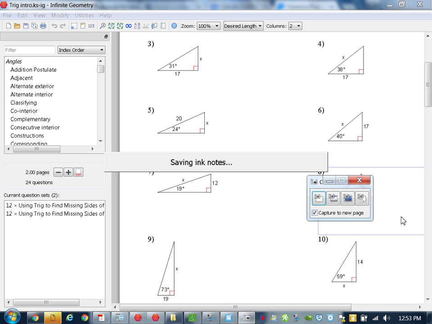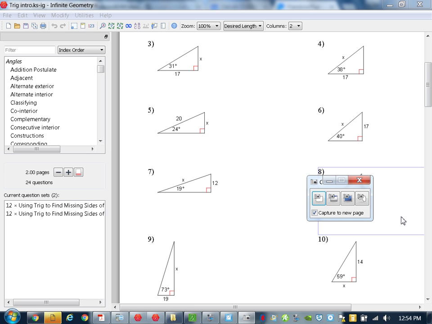Yes. And remember, these never move. Adjacent is always in the numerator. Hypotenuse is always in the denominator. Opposite is always in the numerator. Hypotenuse is always in the denominator. These will never move because it says the sine is this ratio. The cosine is this ratio. Tangent is this ratio.